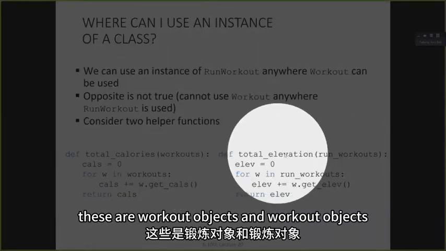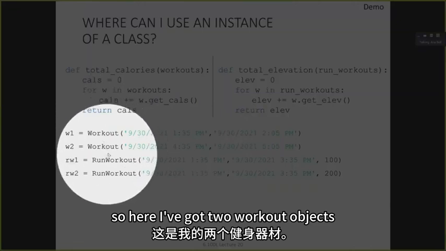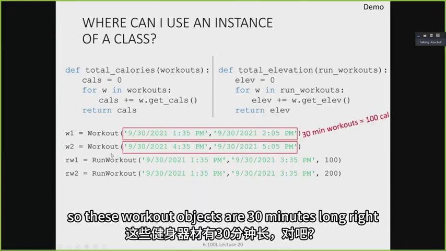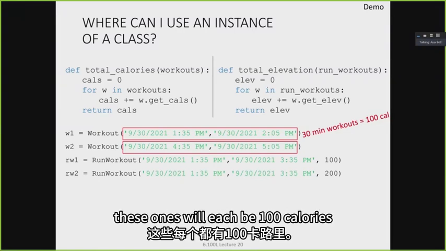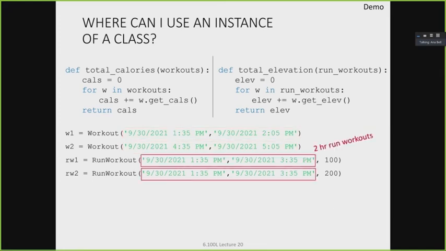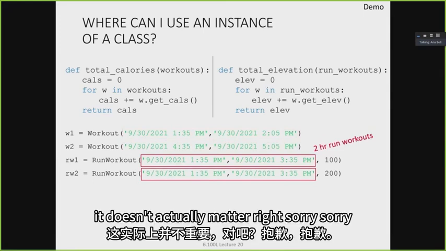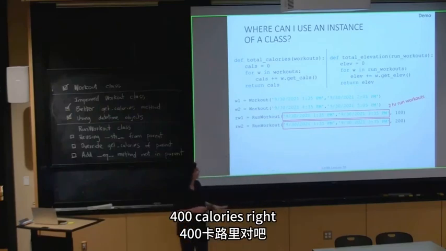These are workout objects and workout objects. So here I've got two workout objects and two running workout objects. These workout objects are 30 minutes long, so using 200 calories per hour, these ones will each be 100 calories. These running workouts are 2 hours long, so they're going to be 400 calories.